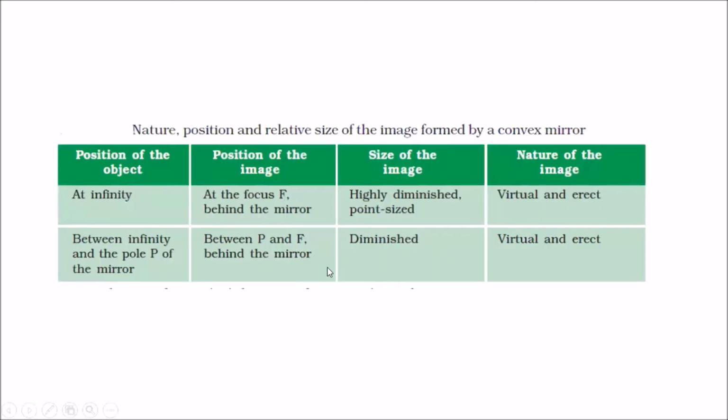Both the cases are summarized here in the table as we have seen for concave mirror also. Here we have only two cases: object at infinity, image at focus; object between infinity and pole, image between pole and focus behind the mirror. And the result in both situations, you can see, is highly diminished and diminished, and the image is virtual. So a convex mirror can only form virtual images, whereas a concave mirror can form virtual as well as real images. The difference between the virtual image formed by convex mirror and concave mirror is that the virtual image formed by concave mirror is enlarged, whereas the virtual image formed by convex mirror is diminished. This was all about the formation of images by convex mirror.